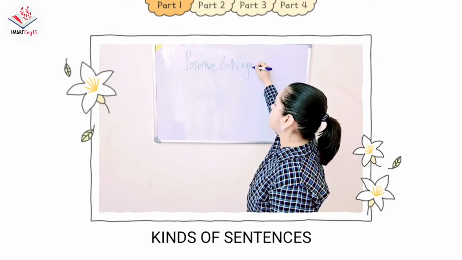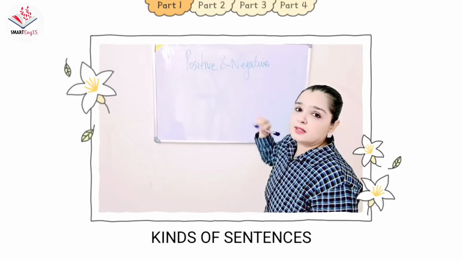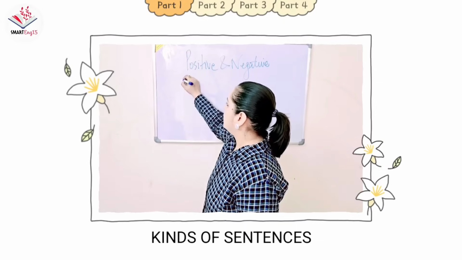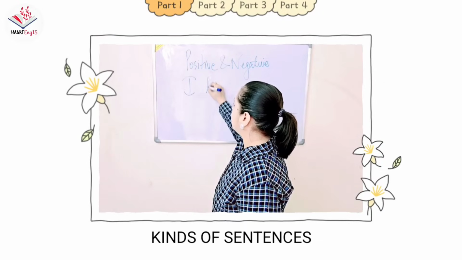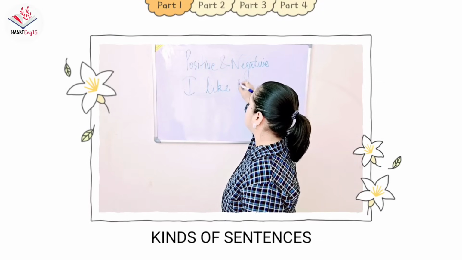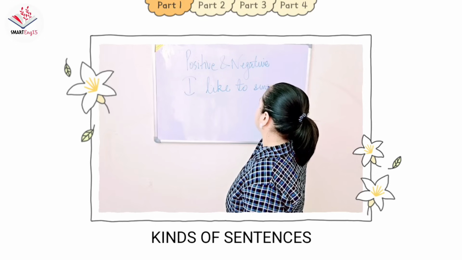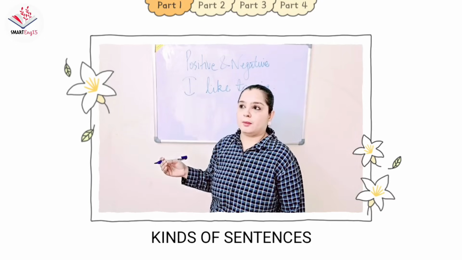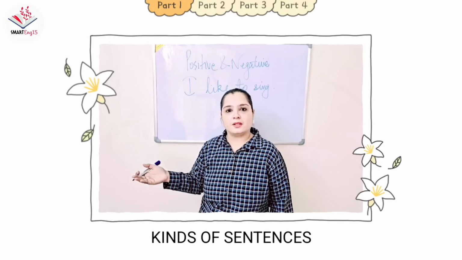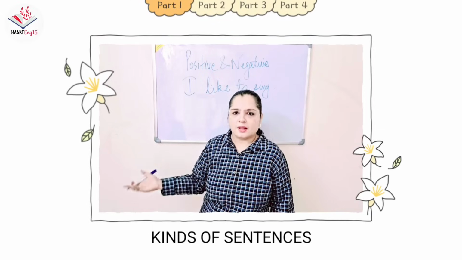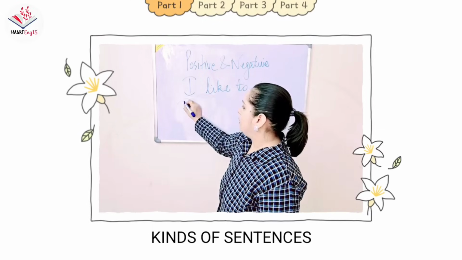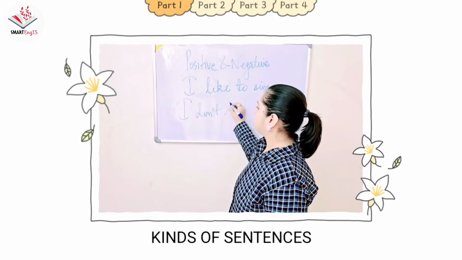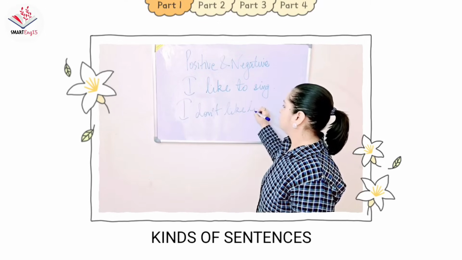So now what is the positive sentence? What is the negative sentence? Let us understand. Let us begin with the positive sentence, like I like to sing. मुझे गाना पसंद है. Right. Now how will you say a negative sentence? मुझे गाना पसंद नहीं है. Right. So here we'll be adding not. I don't like to sing.